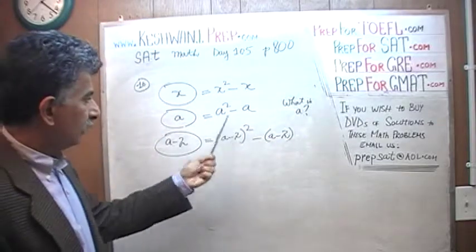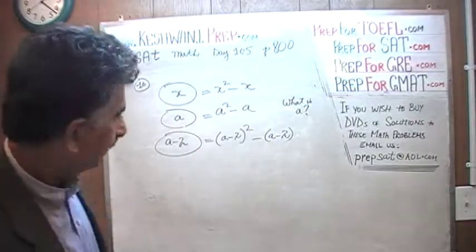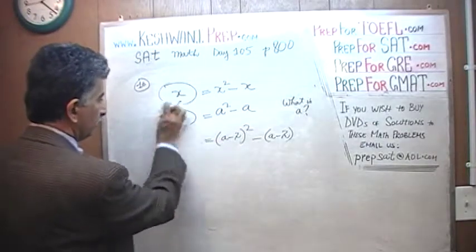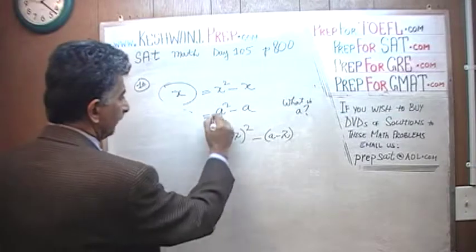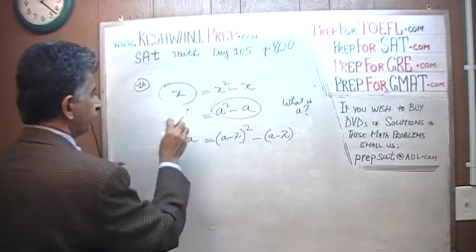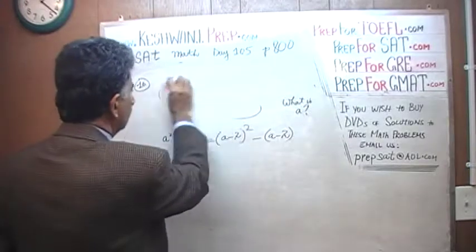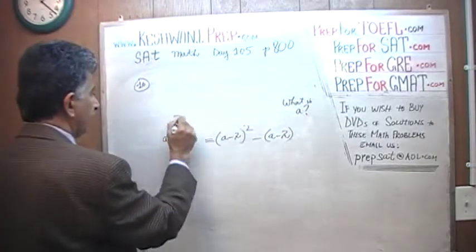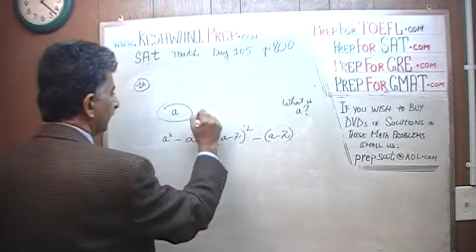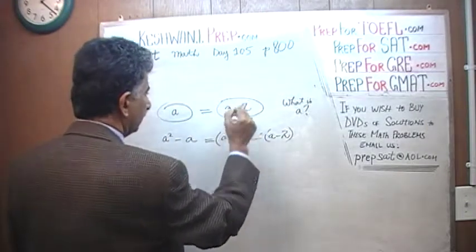And we are told that these two quantities are equal to each other. So that's what we're going to do. We're going to equate them to each other. We're going to write them as an equation. So there we go. We're going to erase everything here. We're going to write this quantity here: A squared minus A. Because the A squared minus A part is the A in the oval, and this is A minus 2 in the oval.